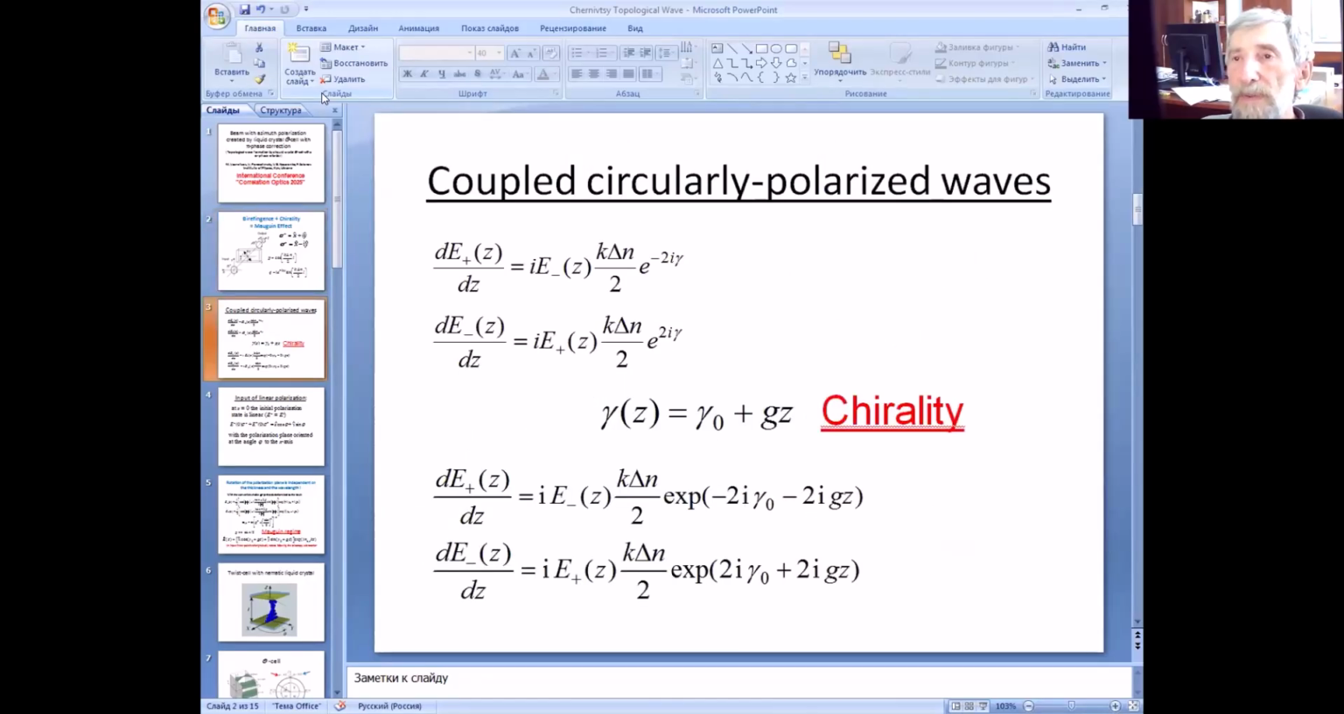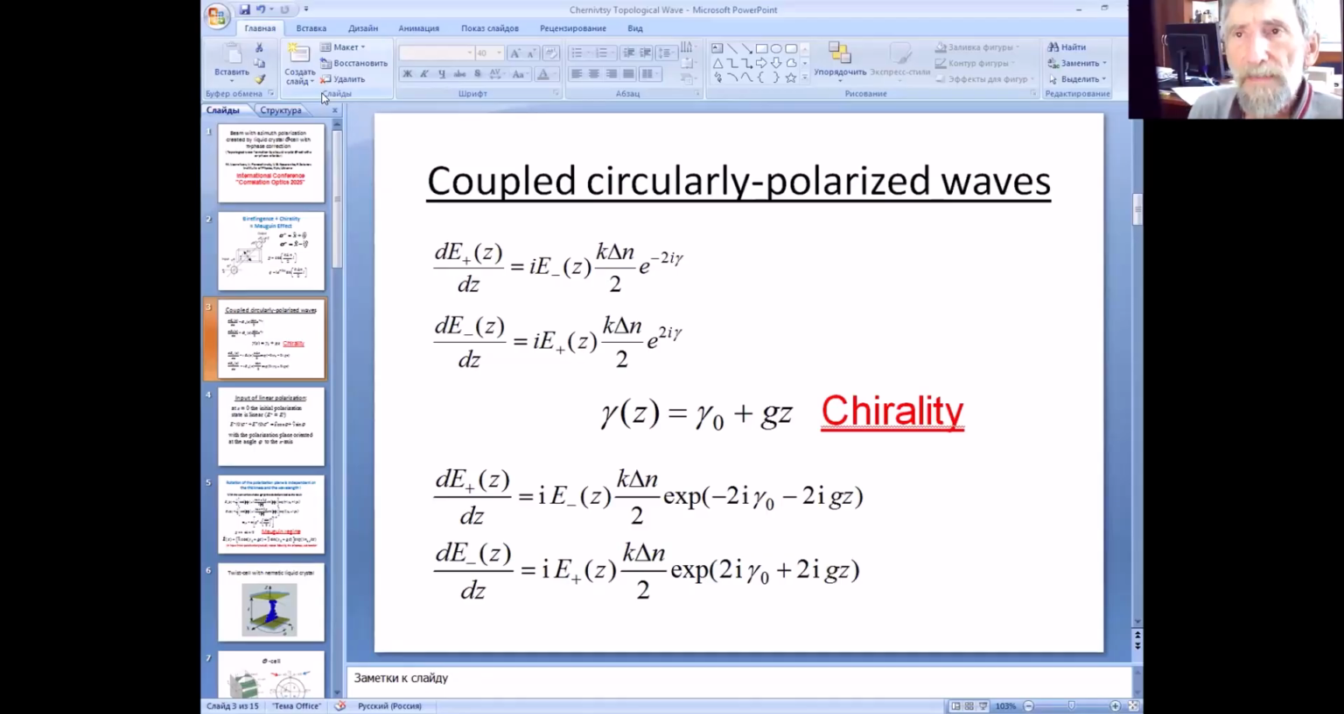And we can write for them a system of differential equations with the trivial solution which we know in advance. Here we see the angle gamma plays a role in changing the phases. However, what we need is to introduce chirality. Chirality means that the angle of inclination of the anisotropic axis slowly varies along the distance of propagation, and in the simplest case it is just a linear function.